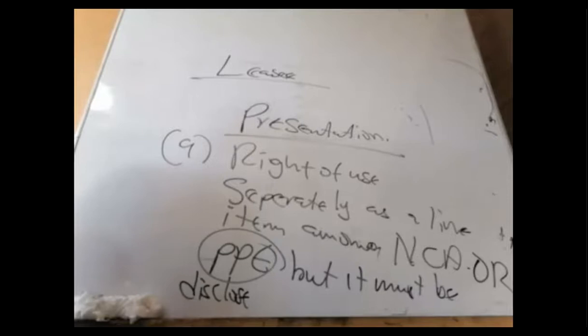Presentation of the liability. Lease liability should be either presented separately from other liabilities or disclosed in the notes.